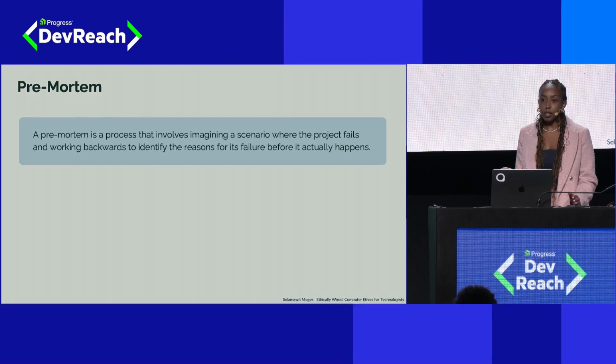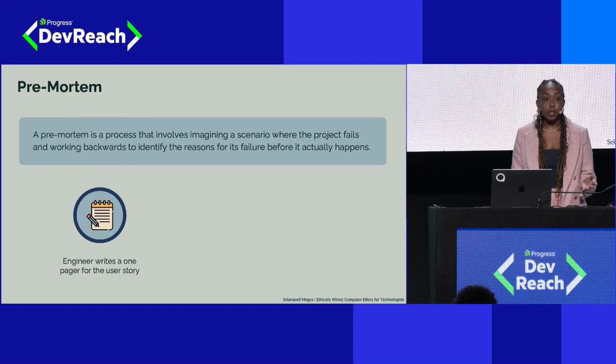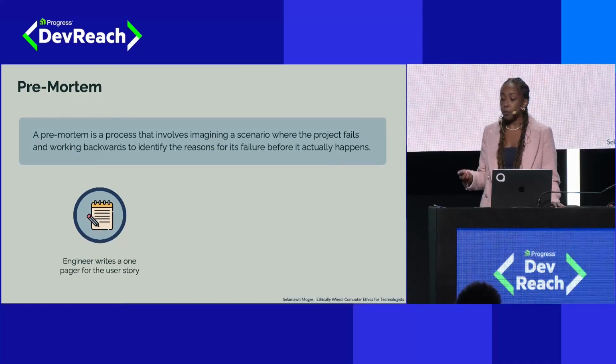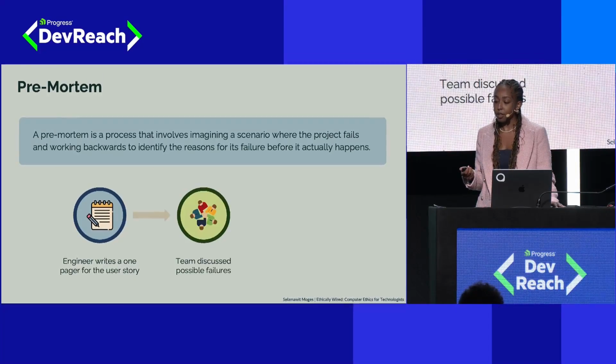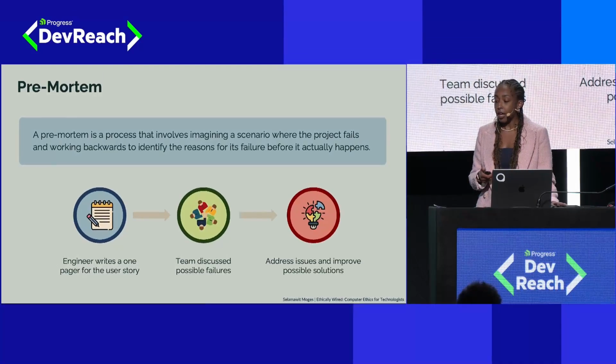And the process can look like this. An engineer, a PM, can write up a one-page story. Then the team discusses all the possible failures, all the holes, all the ways that this can go wrong, and then addresses those issues and improves on possible solutions. That way, after this brainstorming session, you're going into the design phase, the building phase, with a lot more confidence, knowing that you have a backup plan if things go wrong.